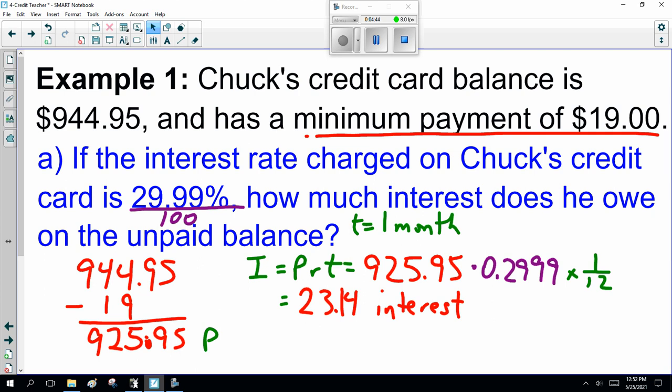Now, that's important. There's a lot here. I want you to notice that. I also want you to note the minimum payment is $19, but they're charging him $23 in interest, which means he ends up owing more money. Look how that works: you end up owing them more and more money.